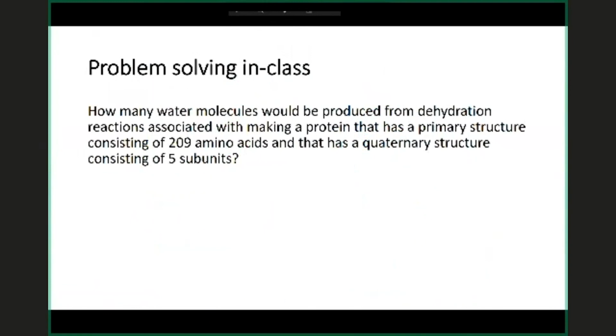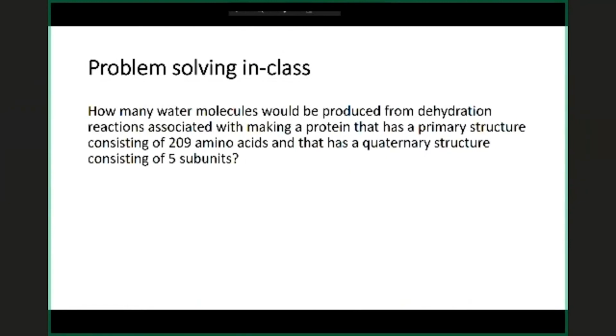And then on the day when I'm planning the role play, as soon as they come in class, I would give them this problem worksheet. And this is the problem that they would see. How many water molecules would be produced from the dehydration reactions associated with making a protein that has a primary structure consisting of 209 amino acids and that has a quaternary structure consisting of 5 subunits?